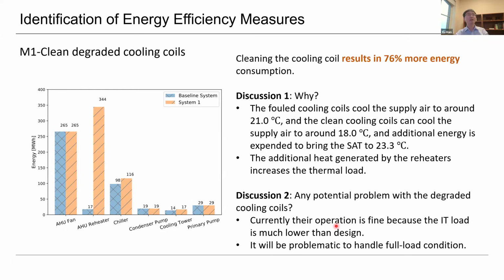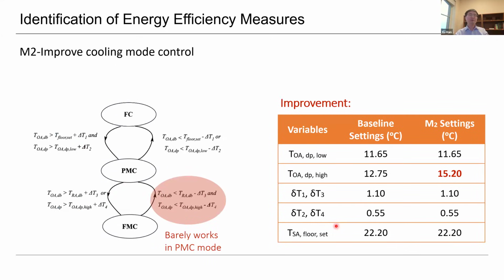Okay, so the first measure is, of course, not as we expected. Then we tried other energy efficiency measures. This is the second one. After analysis of some simulation results, we found that, because we have three modes: the free cooling mode, the partial mechanical cooling mode, and the fully mechanical cooling mode, the system barely stayed in the PMC, the partial mechanical cooling mode.